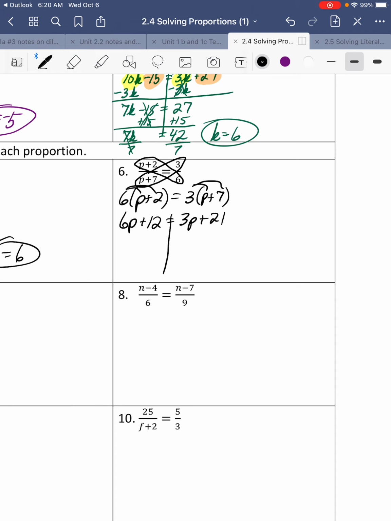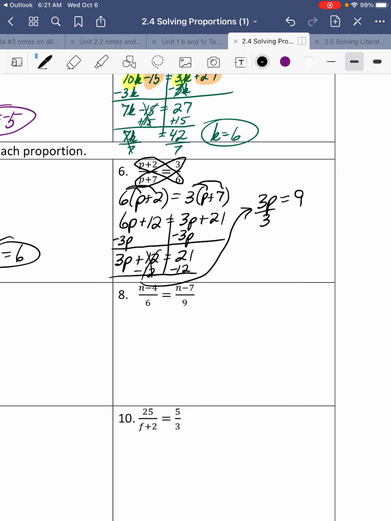Then we're looking at like terms. We have 3p and 6p. If I subtract 3p from 6p, that's still a positive 3p, so I like that positive. Positive 21 is coming down. We're going to subtract 12 to move the constant term to the opposite side of the variable term. 21 minus 12 is 9. Divide by 3, divide by 3. P is going to equal 3.